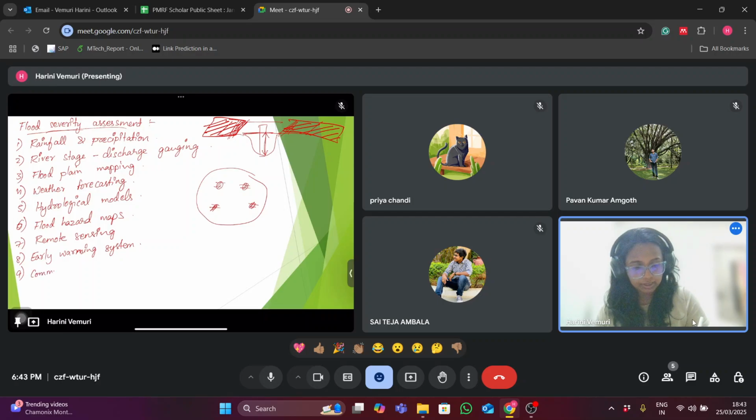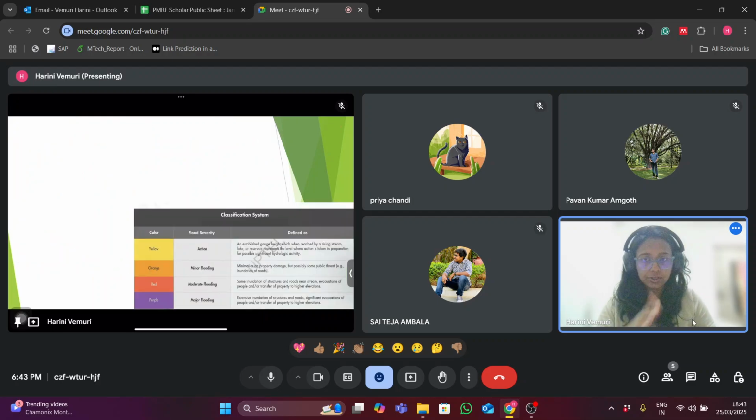And community reporting. Okay. So if you look here, based on the severity of the flood, we have different colors. Suppose if the color is yellow, then there is action to be taken. The flood severity is given an action code. And if the color is purple, then there is a major flood event that is occurring. And there is also a definition of what it is.